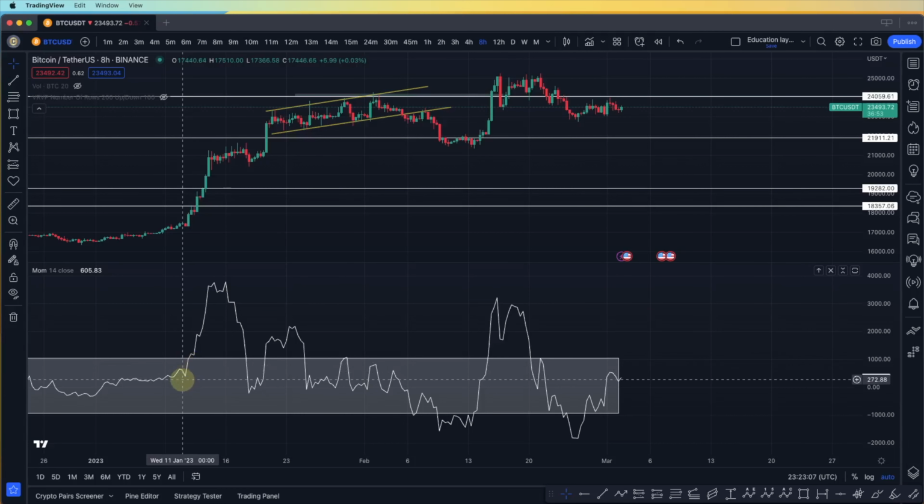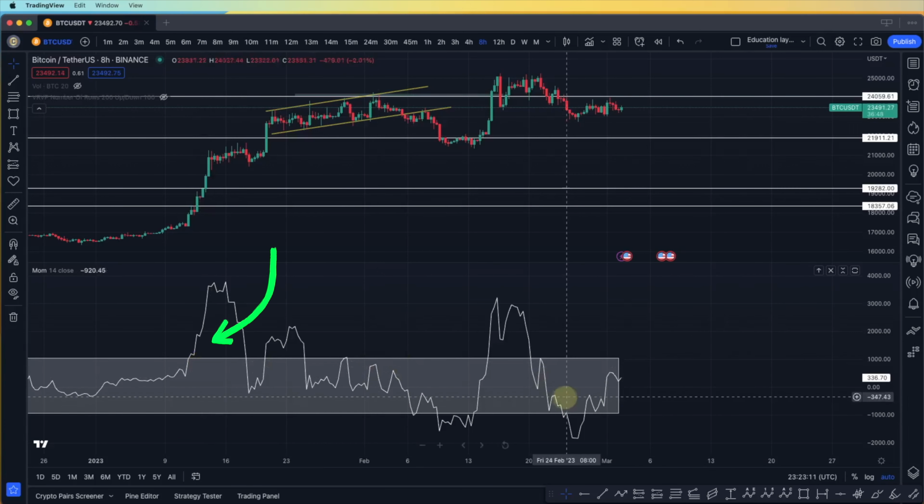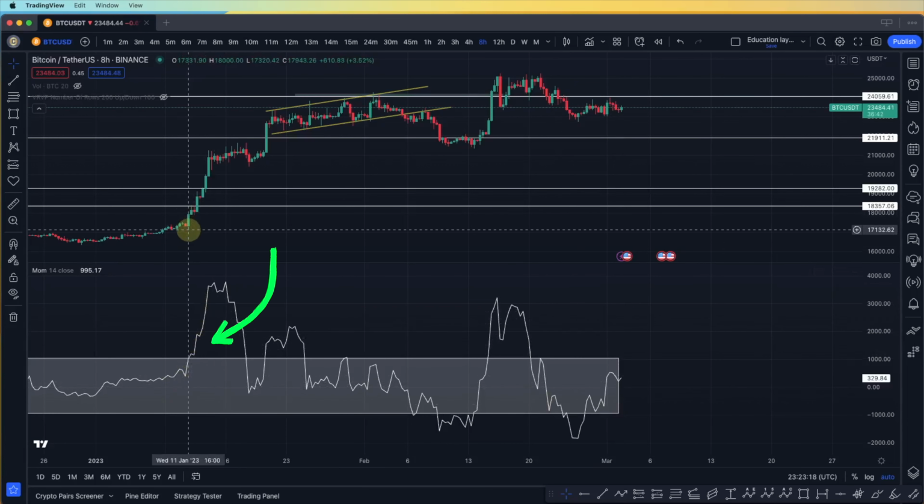As you can see here, the momentum breaks above this area of the ranging. That shows us something: potentially we have a big movement.